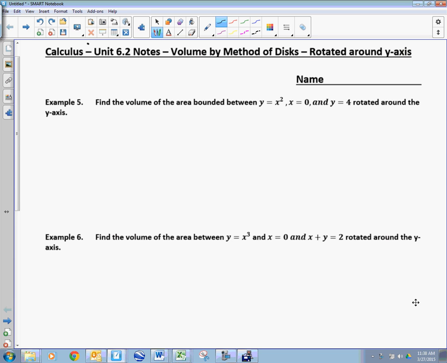Okay, here we go. So today we want to rotate things around the y-axis. And so I look at this first graph. And what I'm going to do is look at this area bounded between y equals x squared, x equals 0, so x equals 0 is the y-axis, and the line y equals 4.